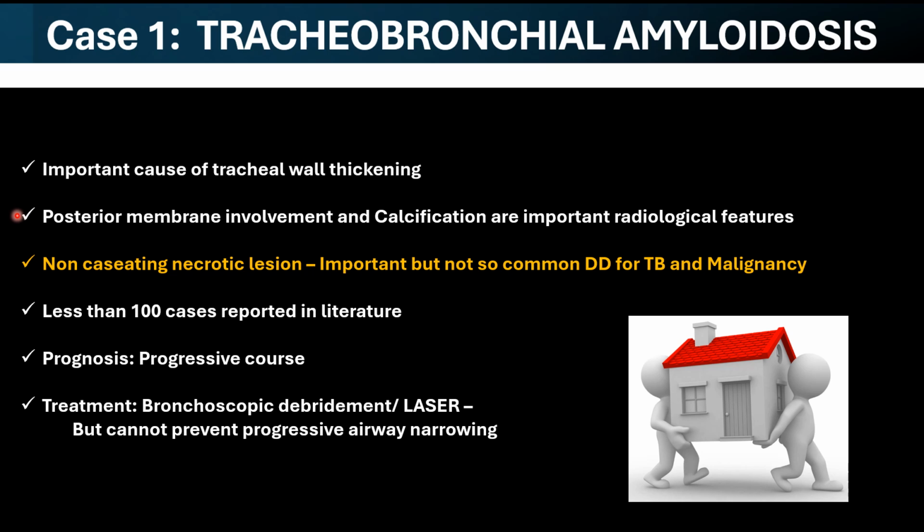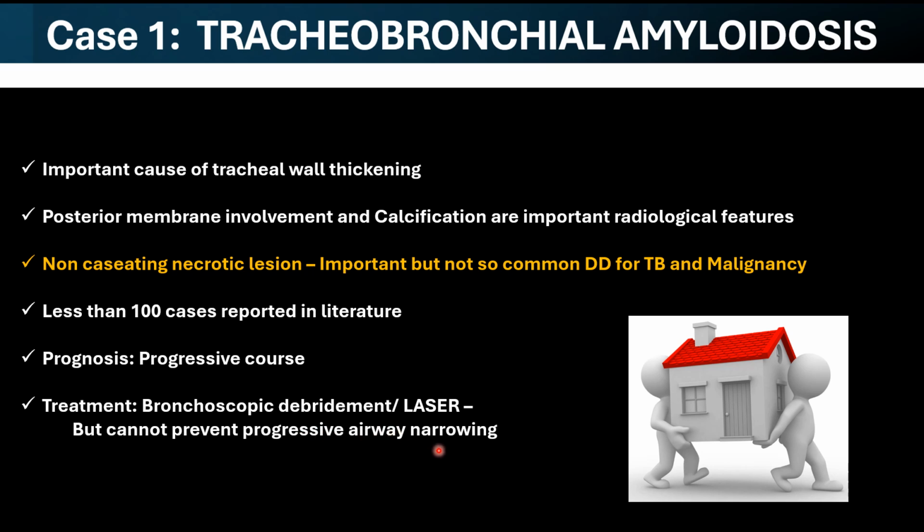So coming to the approach, the algorithm we saw involves posterior membrane involvement and the presence or absence of calcification. It's quite a rare entity. Fewer than 100 cases are reported in the literature, and the prognosis is a progressive course. It keeps on recurring, and the treatment is that you have to keep on debriding it, either by bronchoscopy or by laser, but you cannot prevent progressive airway narrowing.